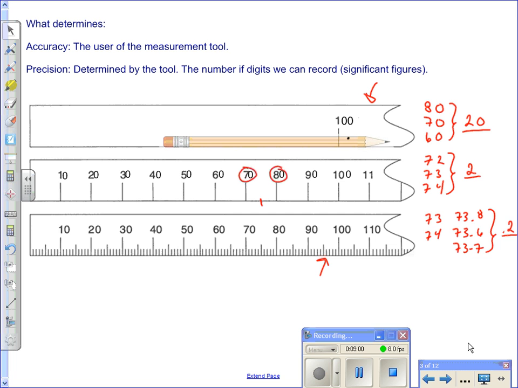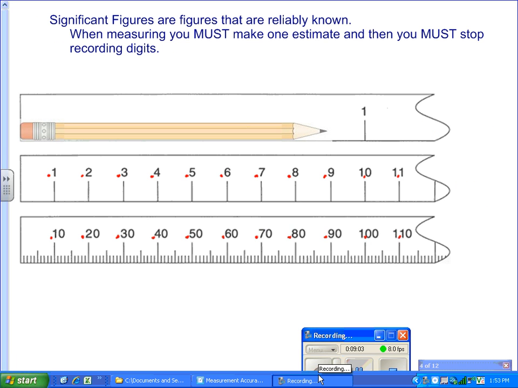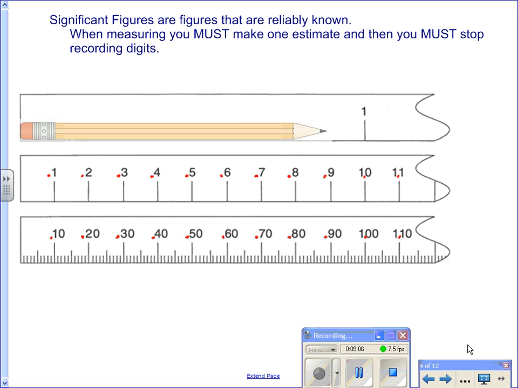Precision is determined by the tool itself. So in this case, it's the graduated marks. So when we are using a tool properly, we want to be as accurate as possible. We also want to be as precise as possible. So this leads scientists to develop something that's referred to as significant figures: what is known reliably and what is estimated. We have rules for that, and that's what we're going to take a look at here next.